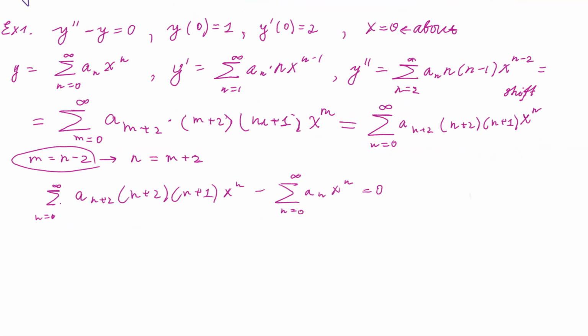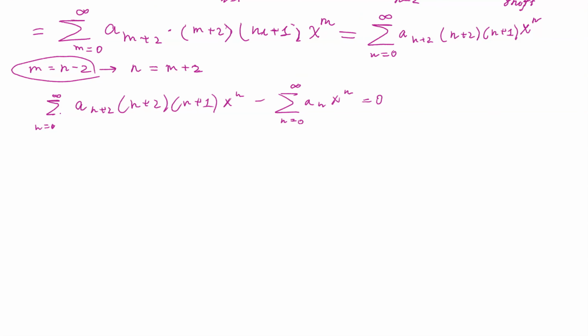So let me scroll it up a little bit. Now, guys, what I have here, I can unify these two sigmas into one, because they have the same index and start with the same number, right? And under one sigma, I can take x to the power of n outside of parentheses. So what I'm going to have in parentheses is a_(n+2)(n+2)(n+1) minus a_n, and that's x to the power of n equals 0. Sorry, my n is not very visible here.